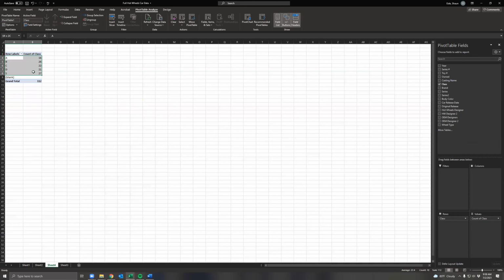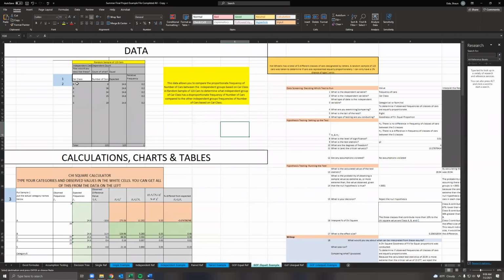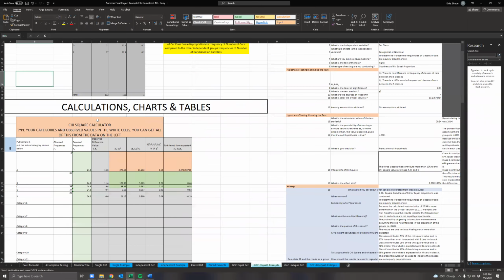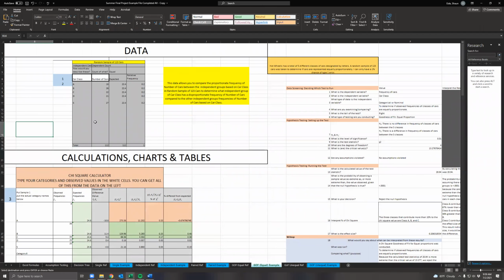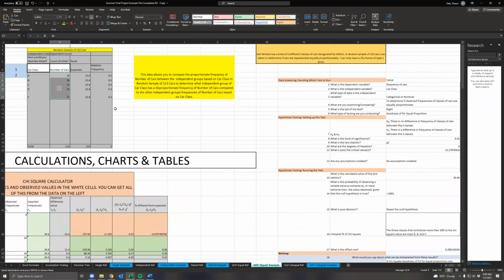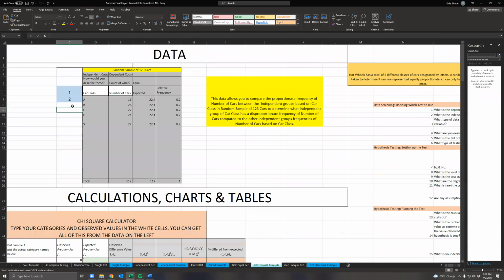But all that to be said, what we're going to do is copy this, Control C, and put it right here. Paste the values, and we have these values right here for a total of 112 cars. With these 112 cars, we want to know, are they distributed equally proportionately, or is there a particular class that is represented more than the other classes?